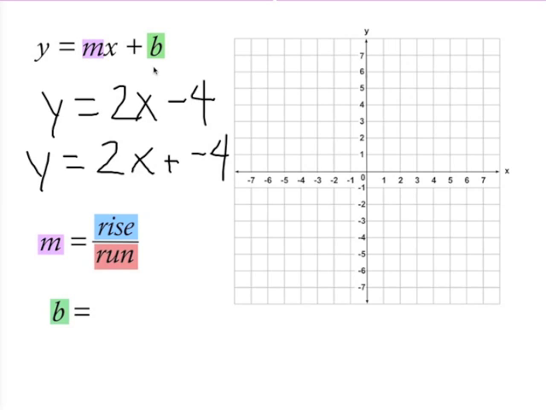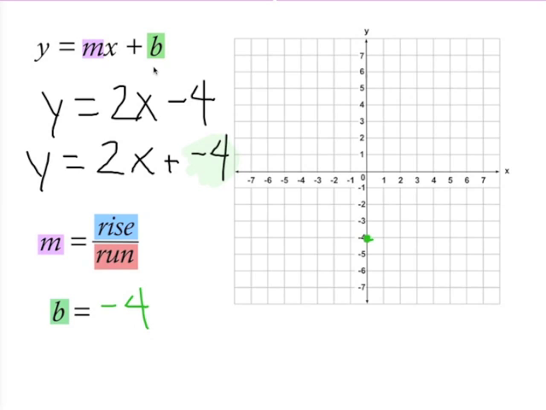Let's start with the y-intercept since we're going to use that as our starting point. Can you find the y-intercept in this equation? Right, it's negative 4. And I can actually go ahead and plot that right now. So the y-intercept is on the y-axis. It's where my function will cross the y-axis, and it's at negative 4. So I've just got to find it and plot it.